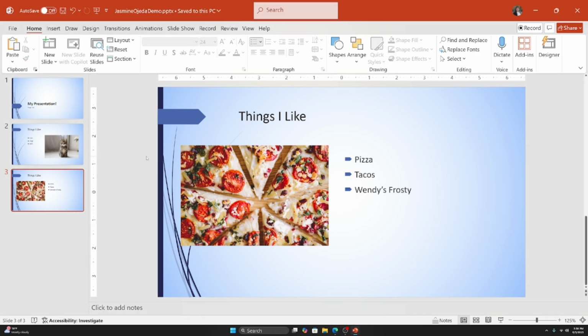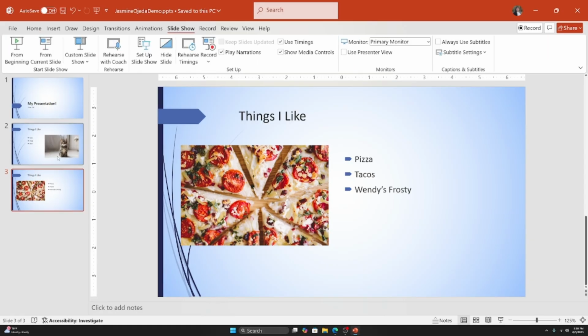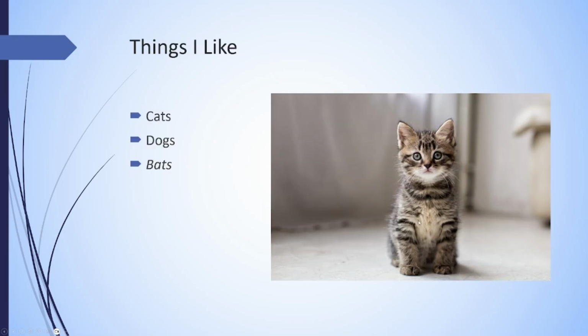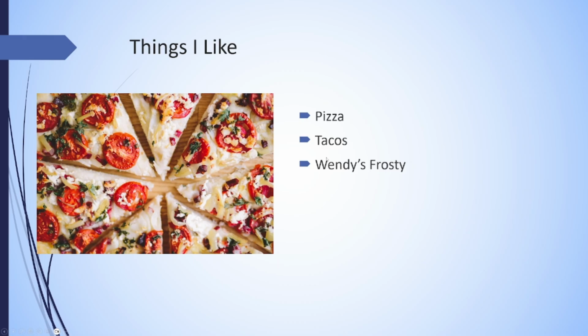One last thing. So let me actually present this real quick. Let me do slideshow and from the beginning. Notice when I do from the beginning, it'll start at slide 1. If I do from my current slide, it'll start in the current one I've selected, so be careful. But let me do from beginning. There we go. And now we have a nice slideshow going. This is my presentation, things I like. And when I click, notice it automatically just goes to the next slide, and we have a nice presentation here with I like cats, dogs, and bats. Here's a picture of a cat. And I like pizza, tacos, and a Wendy's Frosty.